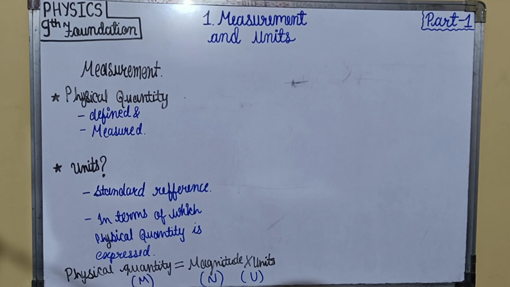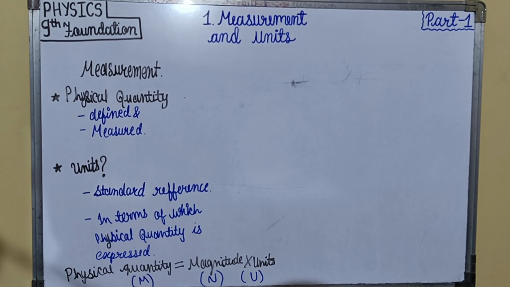Now there are some conclusions. First one is the product of the magnitude of a physical quantity and the magnitude of unit is constant. And second one is, as the magnitude of a unit u decreases, the magnitude of the physical quantity n increases, and vice versa. I hope you've understood till this.